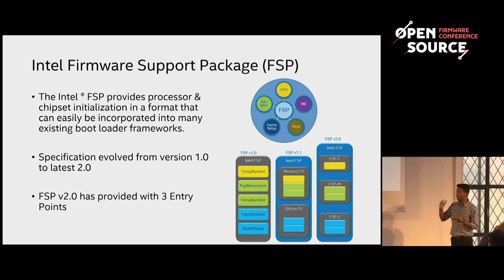Apart from that, there are certain notify phases where the bootloader transfers the call to the FSP, and FSP does certain kinds of locking for your PCH and CPU registers. So how does the FSP work? As you understand, this is a binary blob and it works with the bootloader based on certain inputs or configuration, because the bootloader is the master of the platform. It knows my platform very well.